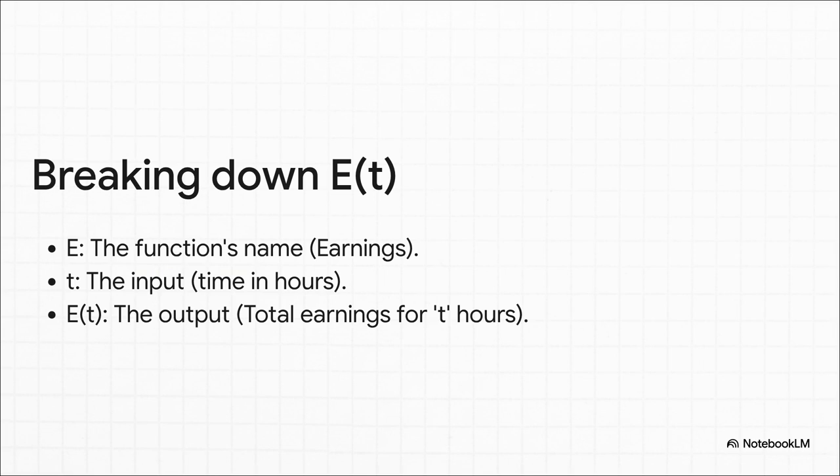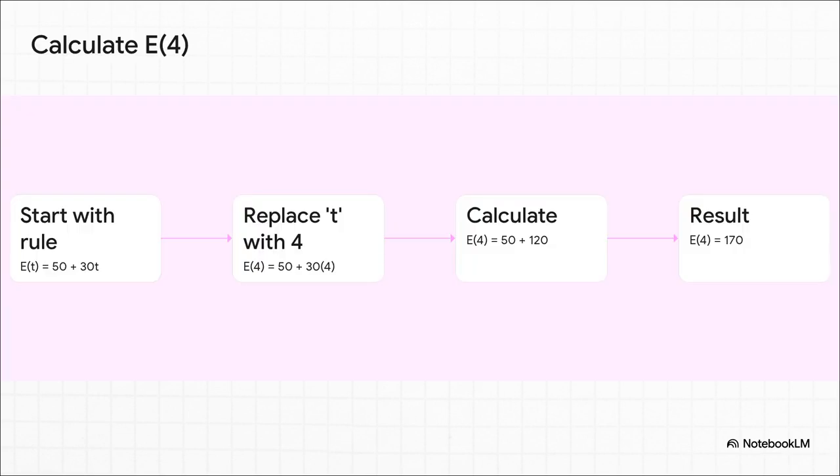So let's break this down. We named our function e for earnings. Makes sense? The input, our variable, is t for time in hours. So the whole thing, e of t, represents the output, the total earnings for a certain number of hours. You see how much more info that gives you than just calling it y? So, how do we use it? Well, if we want to find out what Charlie earns for working 4 hours, we calculate e of 4.